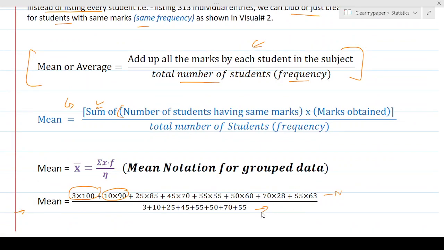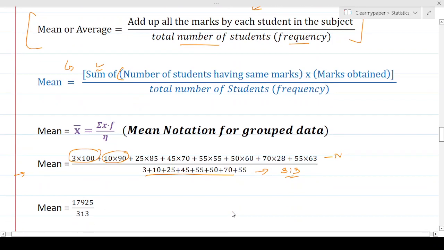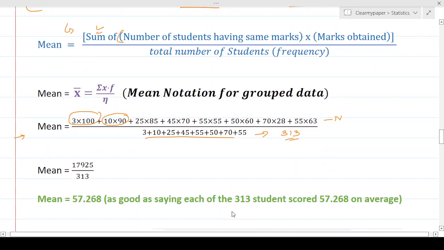And the denominator, all I need to know is how many students. We know that we have got total 313 students, and if you add up this, we know that it will be 313. And if you see the calculation here, the numerator becomes 17925. The denominator is frequency 313. This is the numerator, and the average is 57.26.